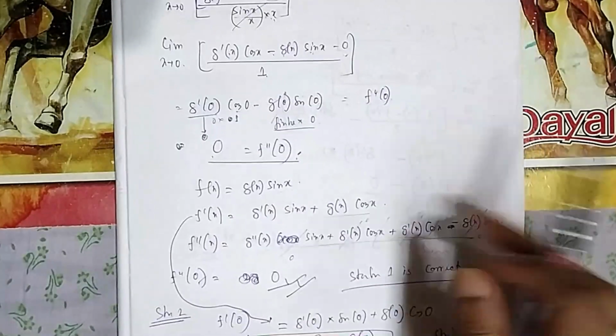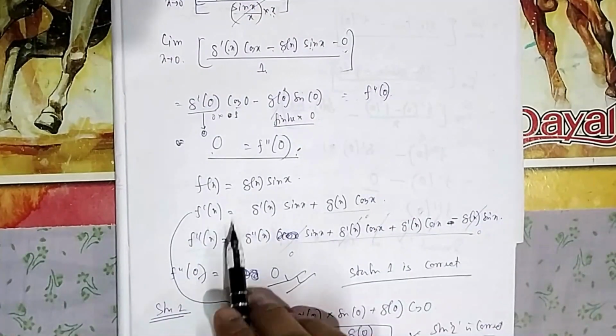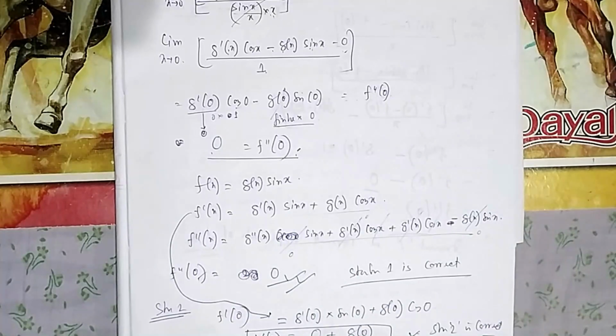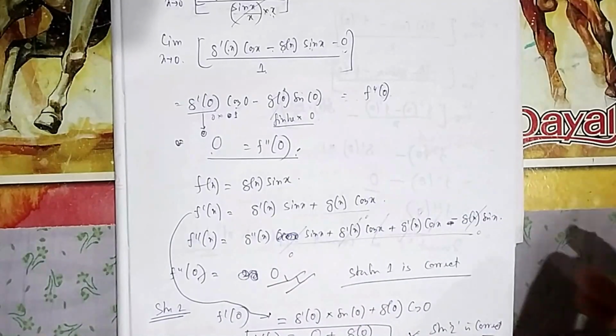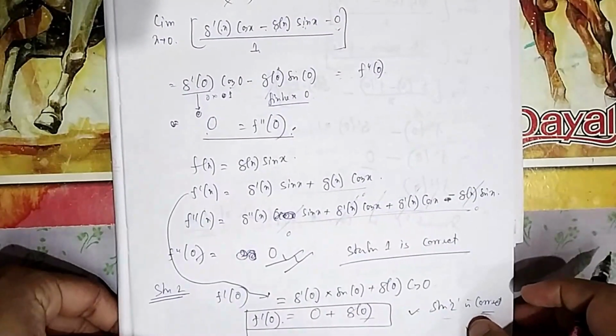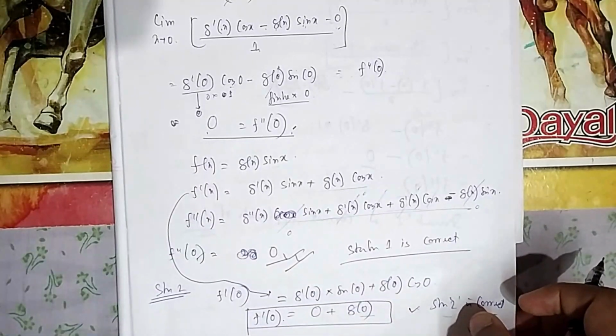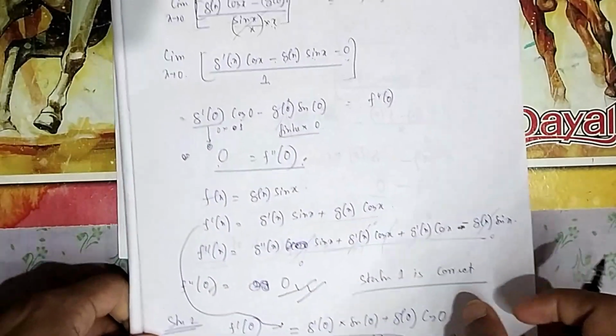Now come to statement 2: f dash 0 equals g0. Now you calculate f dash 0, that is also 0, so statement 2 is correct. Now whether you can use statement 2 for statement 1, that you have to check.